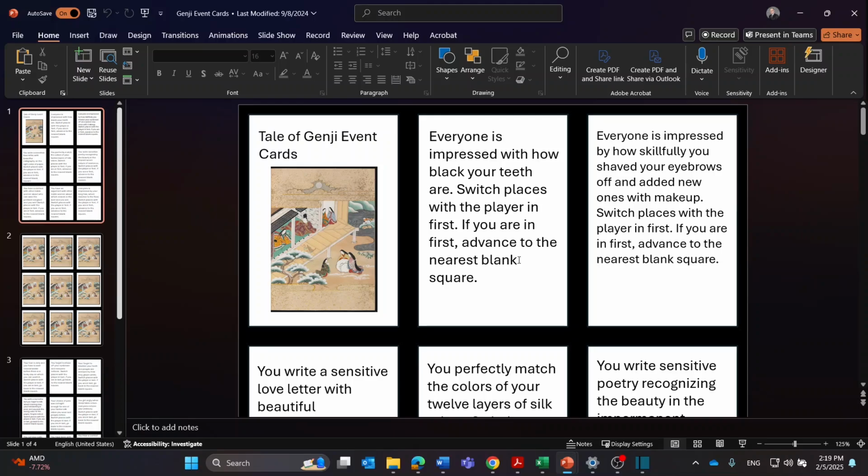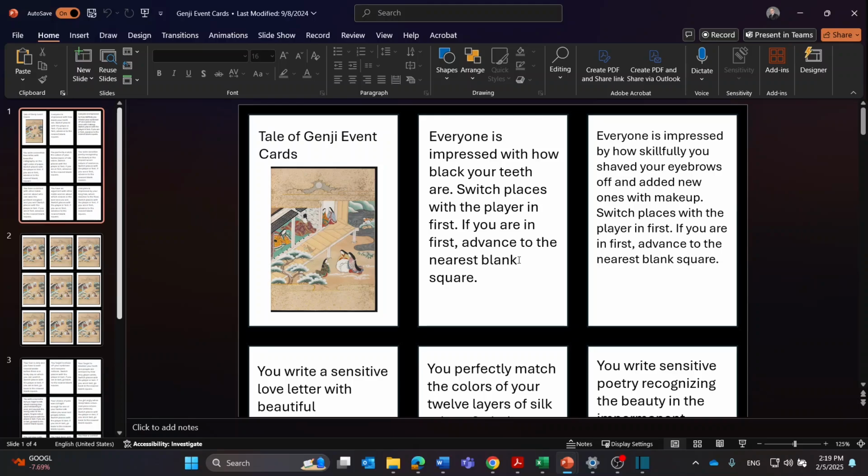And in Murasaki's, I think it's in Murasaki's novel, they describe a woman who didn't blacken her teeth, and they're like, oh my gosh, it looks like there's maggots in her mouth. They're so white, the teeth. So it's just an interesting fact, right? But the student learns it as part of the game. It's not me just lecturing about it. Oh, this happened. And then the idea is that this is a good thing, so you advance to the nearest blank square.